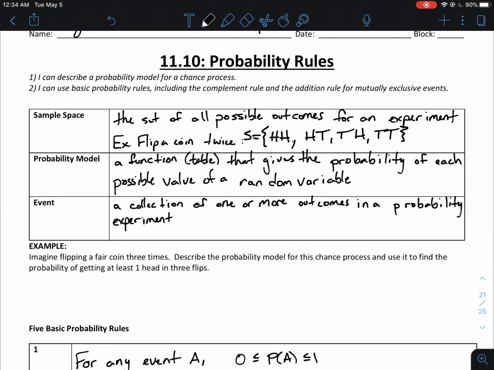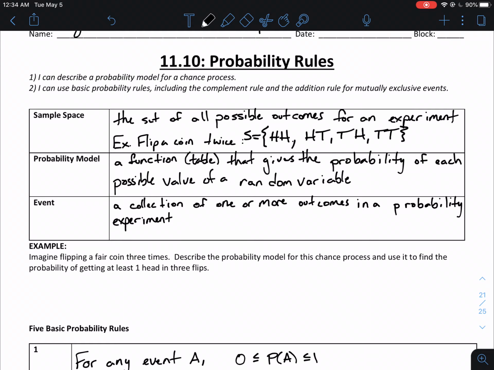And so on. To look at an example of all of this in context, imagine that we're going to flip a fair coin 3 times. Let's describe the probability model for this chance process and then use it to find the probability of getting at least one heads in 3 flips.